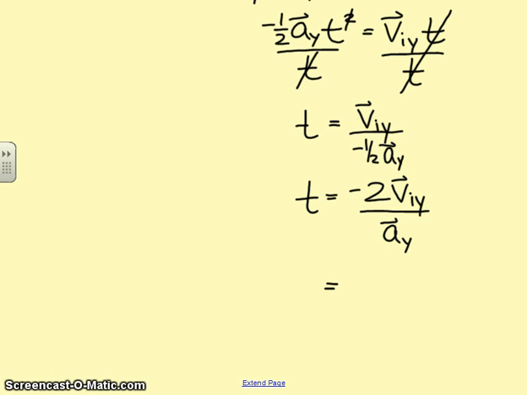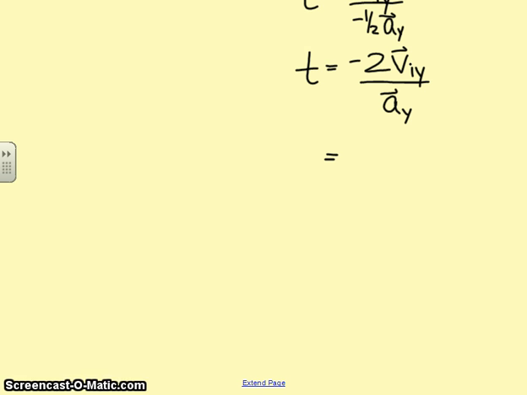Plug all that into my calculator, and I find that the time for the ball in flight, the hang time, if you will, is 2.755 seconds. Now I'm going to stop and ask myself, is that reasonable? Is it reasonable for a ball kicked in the air to take 2.755 seconds to land? Absolutely. That's an absolutely reasonable answer. So I will box it. That's my answer for part A.